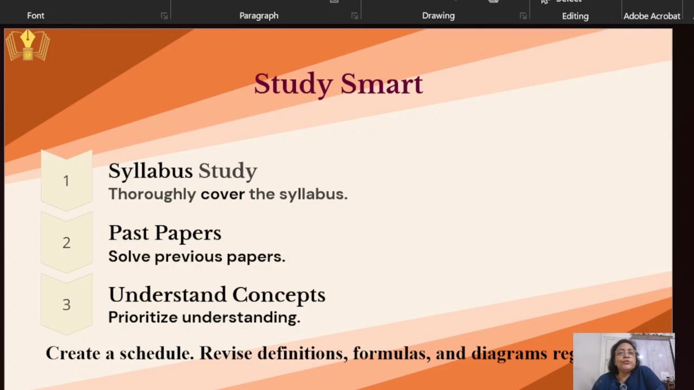It's better you create a schedule, revise the definitions, formulas, and diagrams regularly. Practice the diagram. Always try to draw the diagram on your own and then try to relate it to what it is exactly explaining. These are very, very important aspects for your preparation.